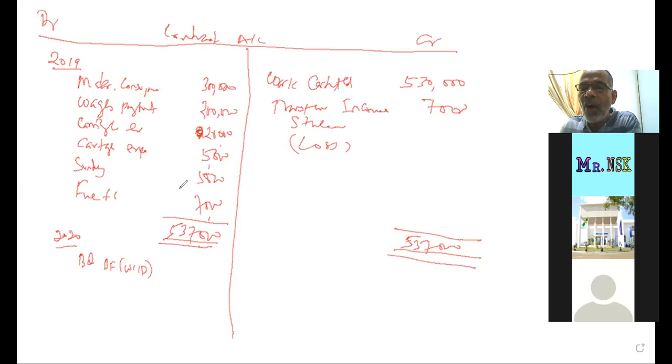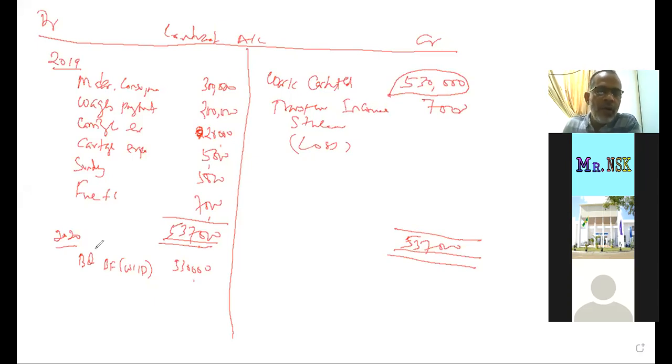Ultimately, we should bring how much? 530 only. You have to keep that in mind. I am not going to take 537, because the write-off in the P&L account as a loss is recorded there and should not be transferred to the contract account. That's why you take only 530. Understood?